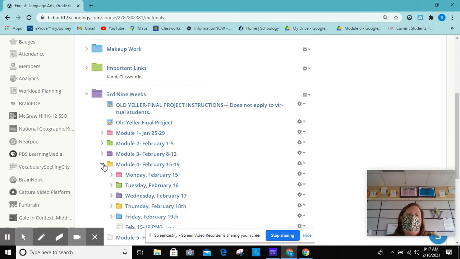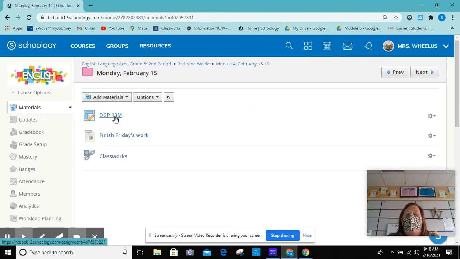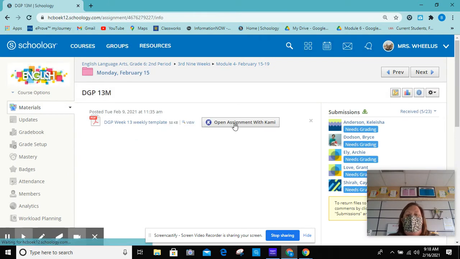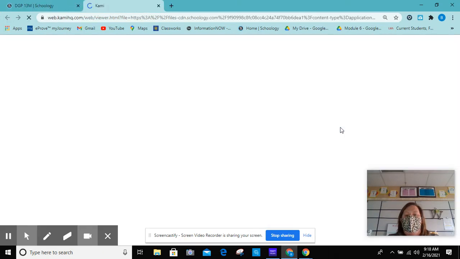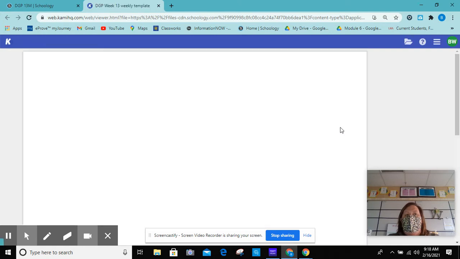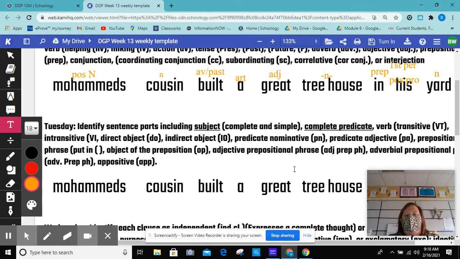So we're going to go into Module 4, February the 15th through the 19th. Now, because we want to continue working on an active document, we're going back into Monday, February the 15th and click on DGP 13. Open assignment with Cami. And today is Tuesday, so we're going to complete the Tuesday portion of your DGP sentence.